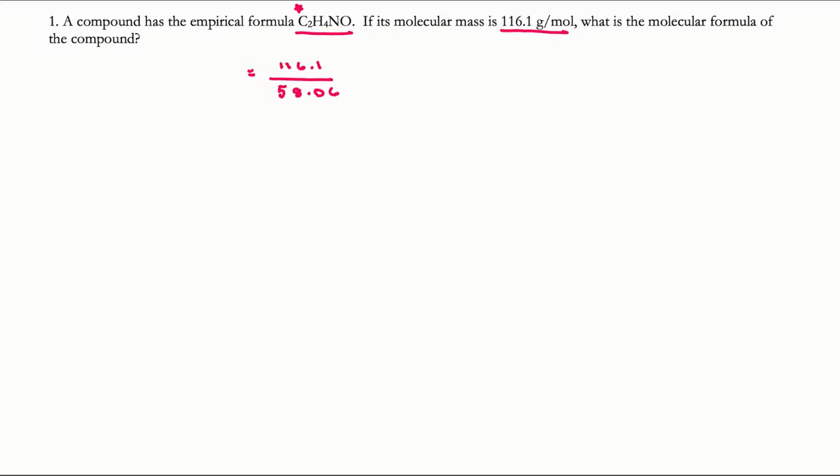So when I divide this, the whole number integer that I get is 2. What I need to do now is take my empirical formula and take each of the subscripts and multiply it by this integer. So here, instead of C2, it's going to be C4, because I multiplied 2 by 2. Instead of H4, it's now going to be H8. Instead of N1, an implied 1, it's going to be N2. And instead of O1, it's going to be O2. So that is my molecular formula. Okay? So those aren't too bad, going from empirical directly to molecular.